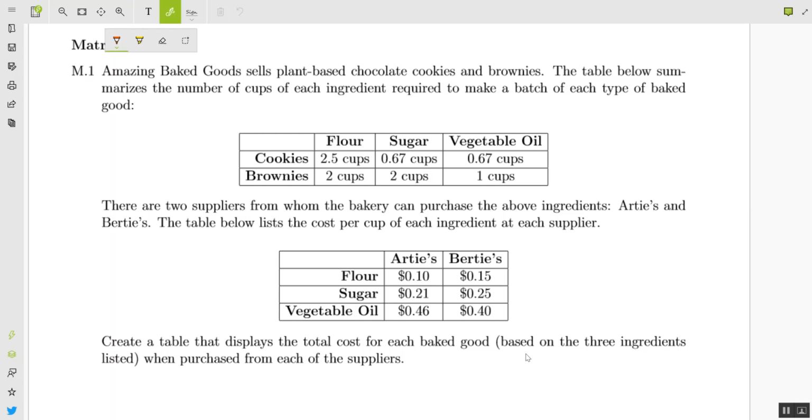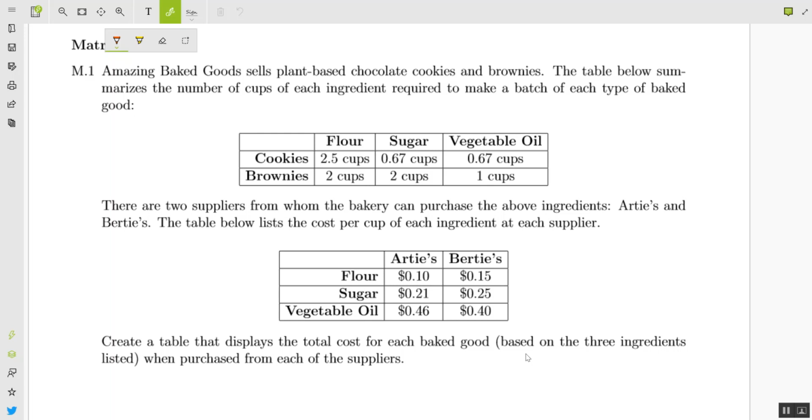So let's look at a leading example to help us understand what a matrix does and how they operate together. Amazing Baked Goods sells plant-based cookies and brownies. Now I want dessert. The table below summarizes the cups of ingredients required to make each batch. Please do not try to make these. It will definitely not work. I made up these numbers.